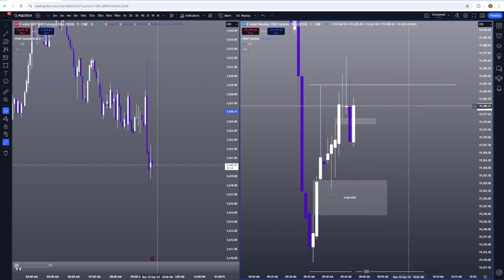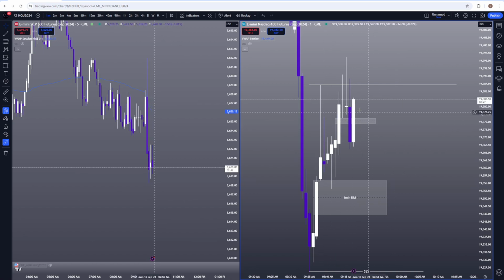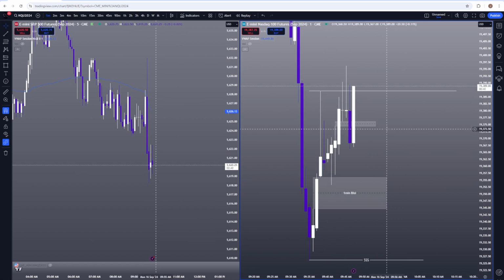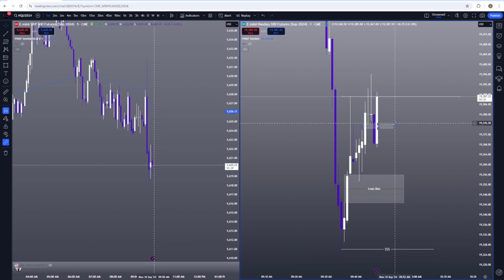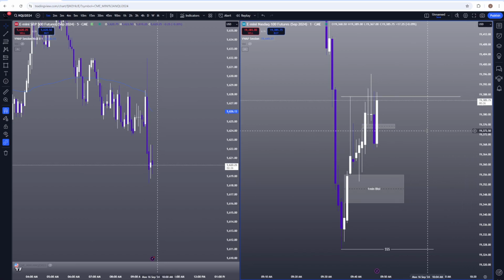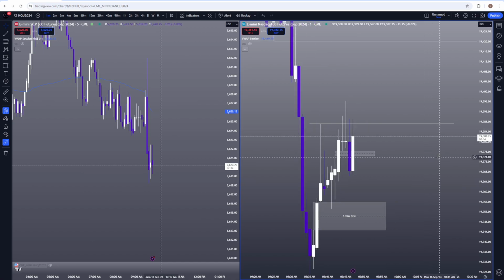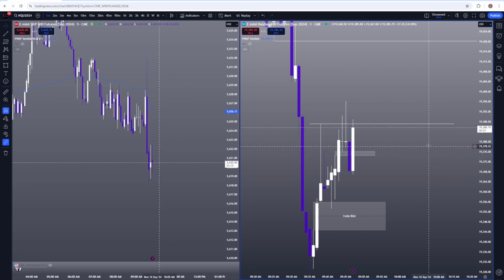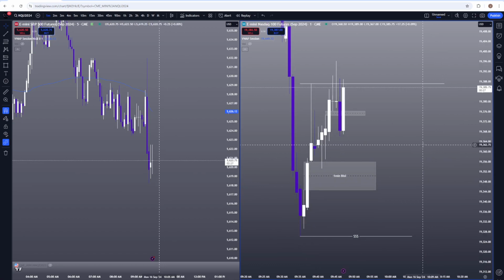Notice how price is just very volatile right now. It's kind of back and forth. We're moving a lot of ticks in these 1-minute candles. So when I see price moving this much and this volatile, I usually like to sit on the sideline. I just like to wait. I like to be patient.